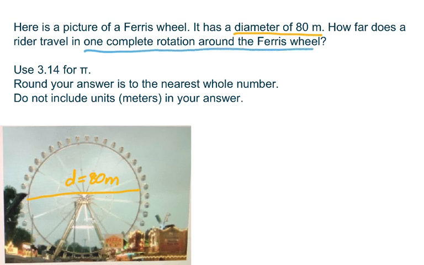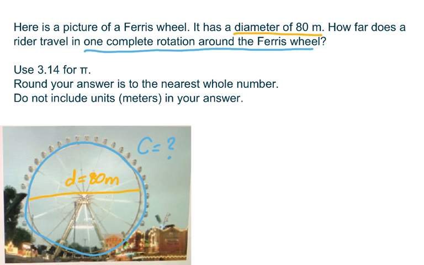So if we think about what that means, if this is me, I'm in this little spot here on the Ferris wheel. When I go around one complete rotation, that's describing circumference. And so basically I'm being asked to find the circumference. So I have two options to find circumference. I can use C equals 2 pi r or C equals pi d.